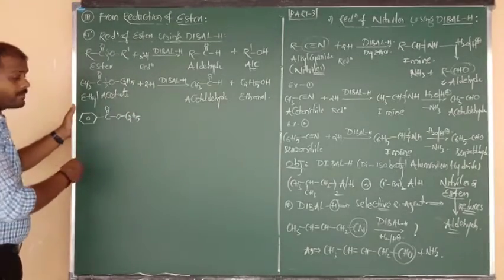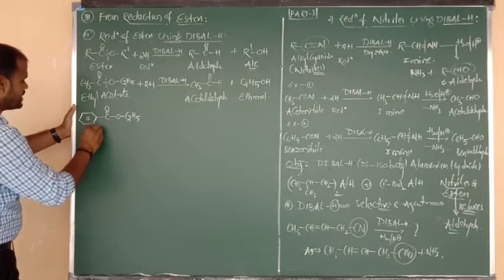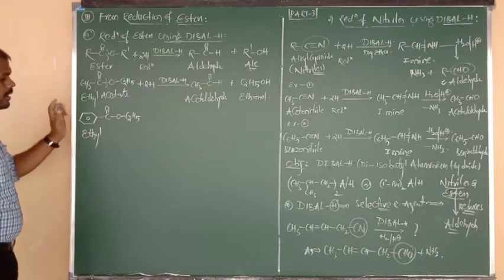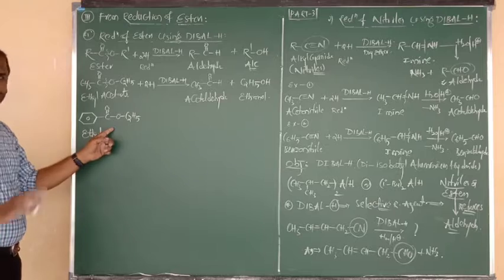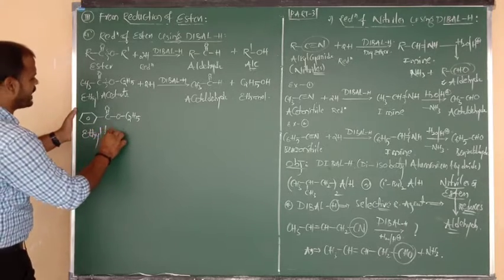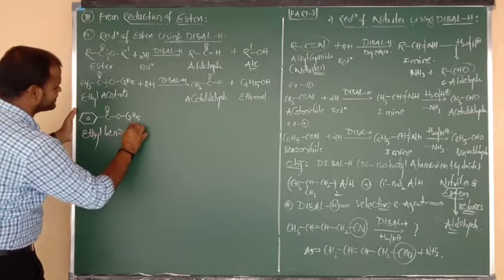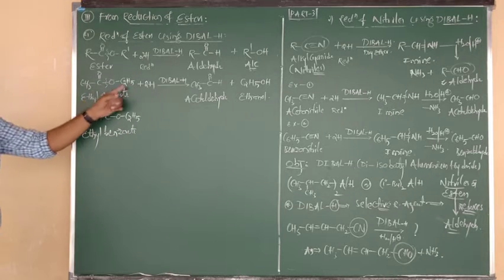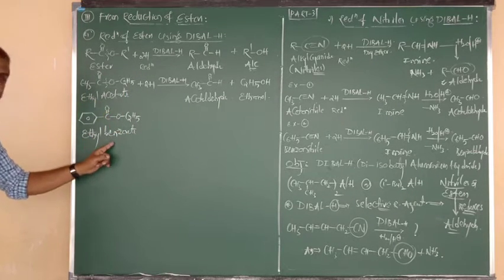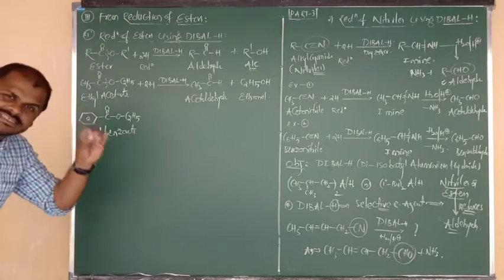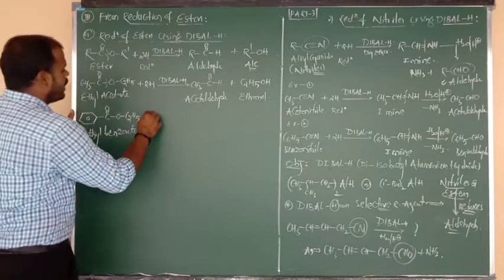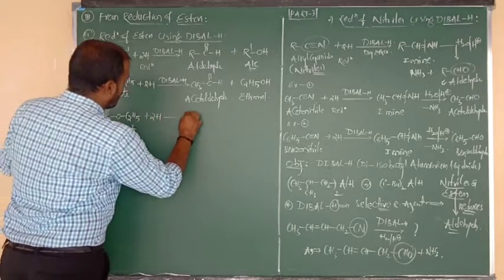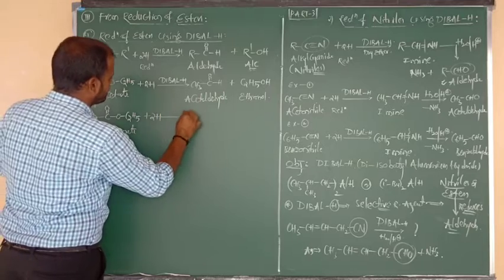But what is the name of this compound? This is the side chain. Side chain name is called ethyl. Looking like it's benzoic acid, but H is not there, so simply we can say benzoate. Now this is ethyl acetate and this is ethyl benzoate. Both are examples of esters. Good. Ethyl benzoate ester upon reduction with DIBAL-H.